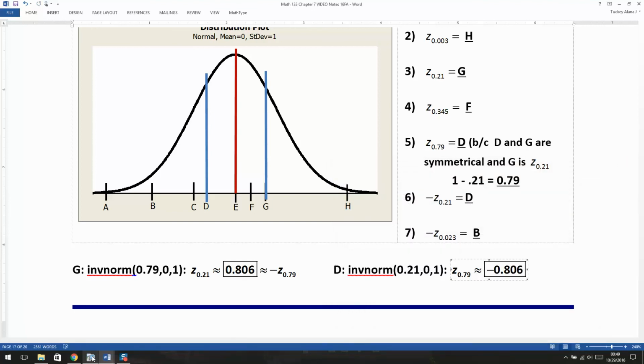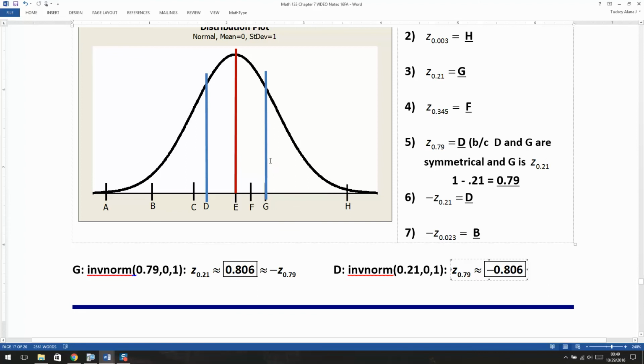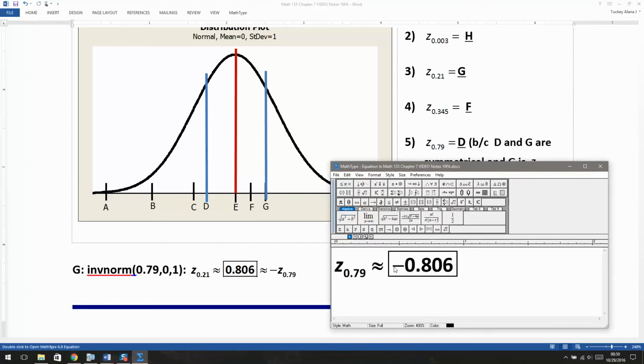If you don't believe me, let me pull up the calculator. If I do inverse norm and change this to 0.21 in here, there it is, negative 0.806. They're the same number, and that's why it had to be D and G. D and G were the only two that were the same distance from the mean.